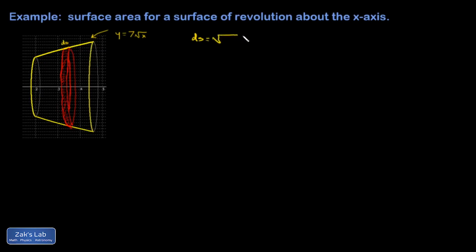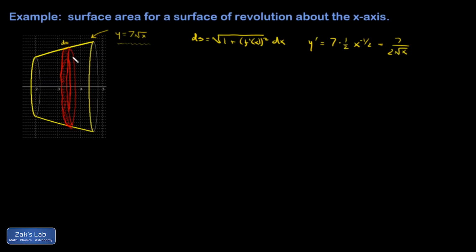ds is the square root of 1 plus f prime of x all squared dx. So we're going to have to get f prime of x, and we might as well do it right now. So that's y prime for this y. Square root of x is just x to the 1/2, and I use the power rule on that. So I get 7 times 1/2 x to the negative 1/2, which cleans up nicely as 7 over 2 square root of x. So I think I'll go ahead and plug that into ds a little bit later.